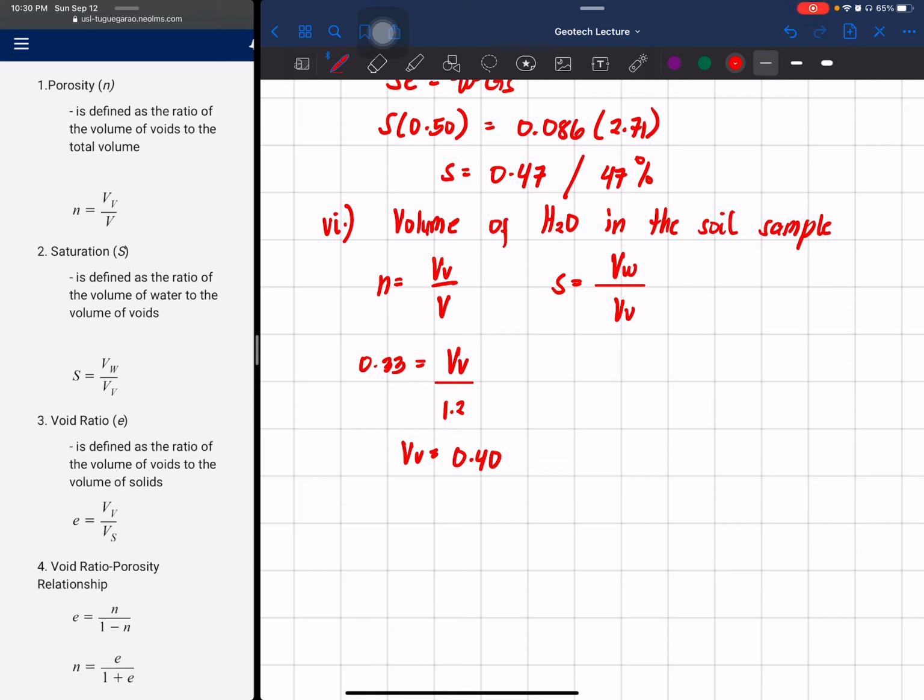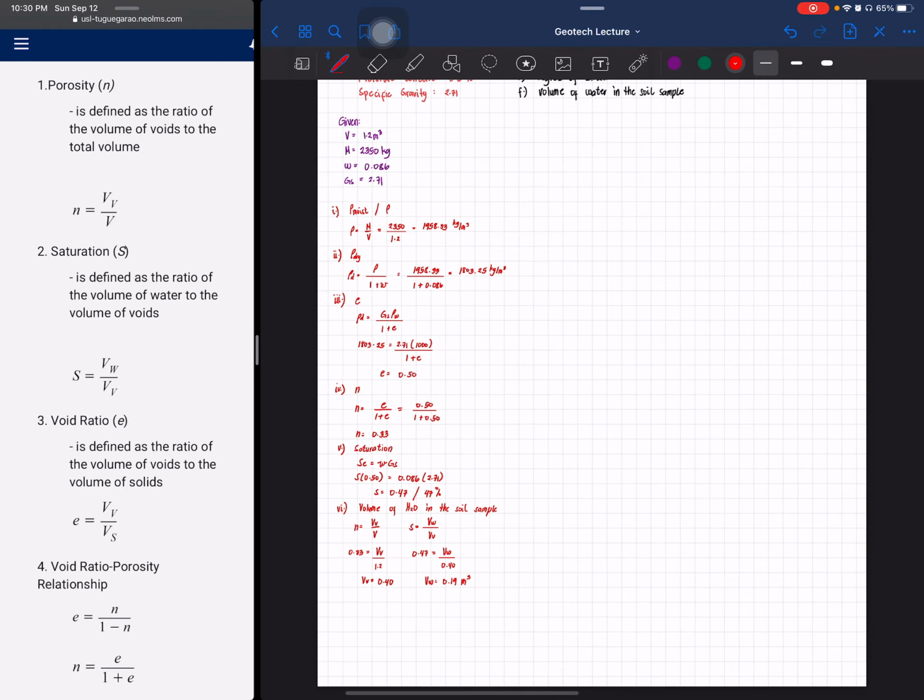So what is now your saturation? Your saturation is 0.47, which is equal to volume of water over the volume of voids, which is 0.40. And your volume of water now is 0.19 cubic meters. So that is your first example.